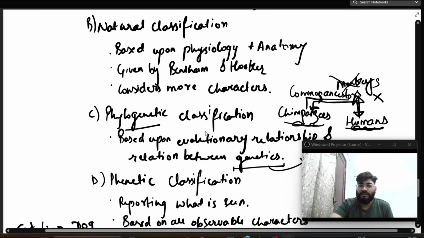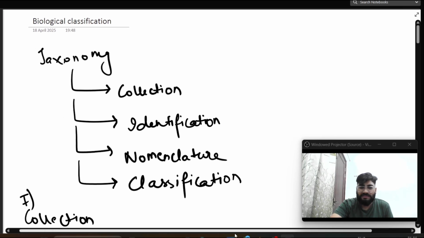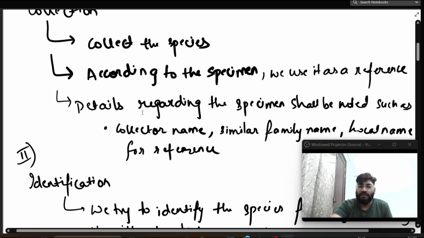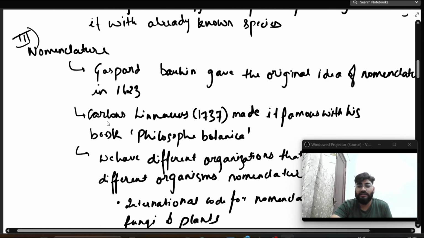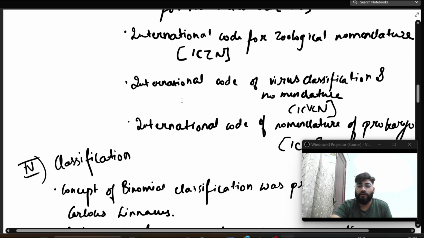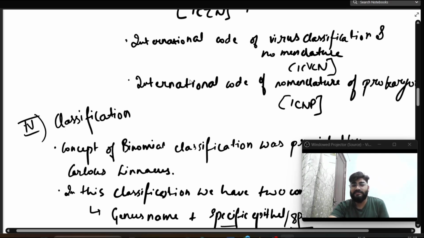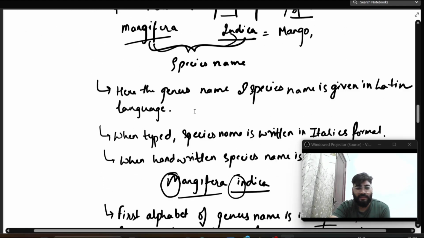So today we discussed how exactly taxonomy works. There are 4 components: collection, identification, nomenclature, classification. Collection we talked about. We have to collect the species and give some details about it. Then we have to identify it. Then we have nomenclature. In nomenclature we have different organizations which deal with the nomenclature of different organisms: ICBN, ICZN, ICVCN, and ICNP. Then we have classification, binomial classification. Then we have trinomial classification.